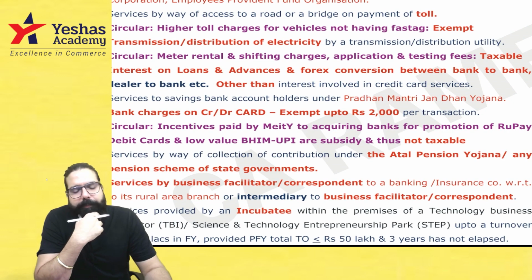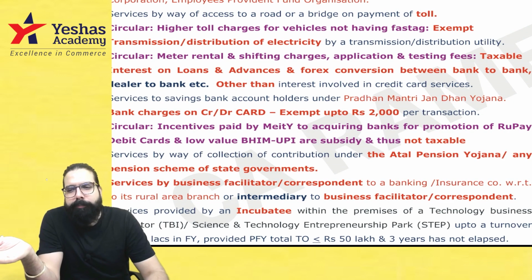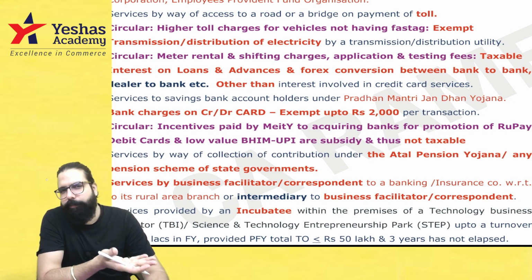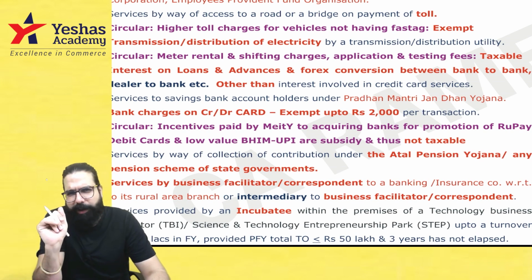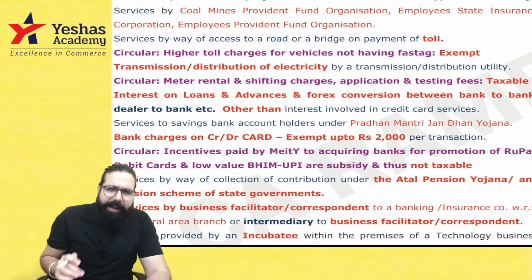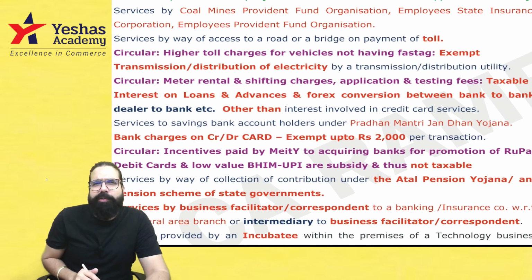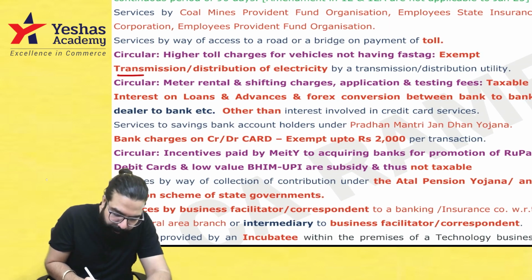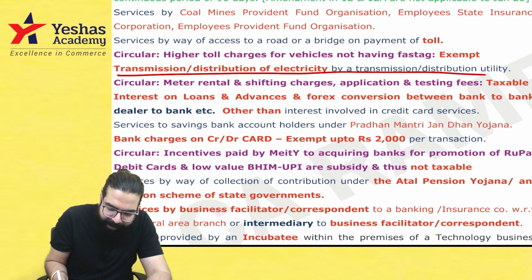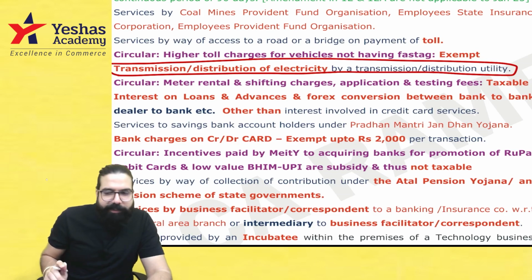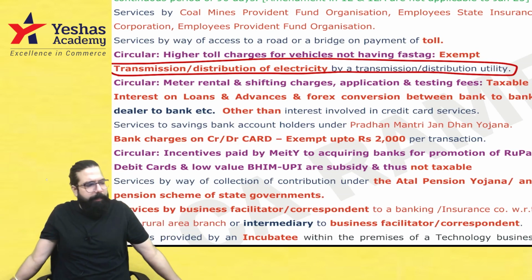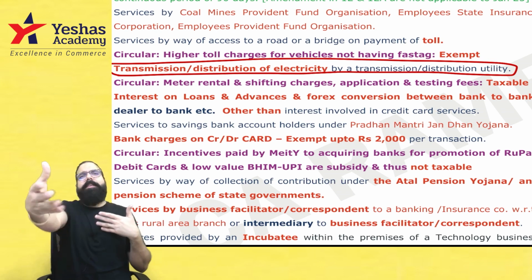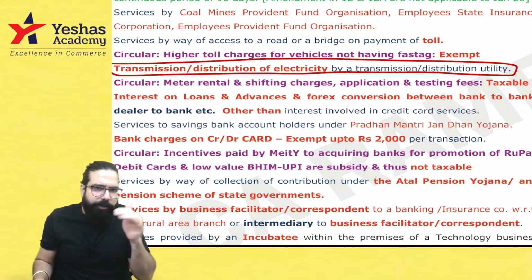Bescom, for example. What is Bescom? Our Bangalore electricity distribution utility is Bescom. Like that, every state has one electricity distribution utility. Whenever electricity is being supplied, in transmission and distribution of electricity, there is no GST. In Karnataka, we have Bescom, which supplies electricity. On electricity there is no GST.